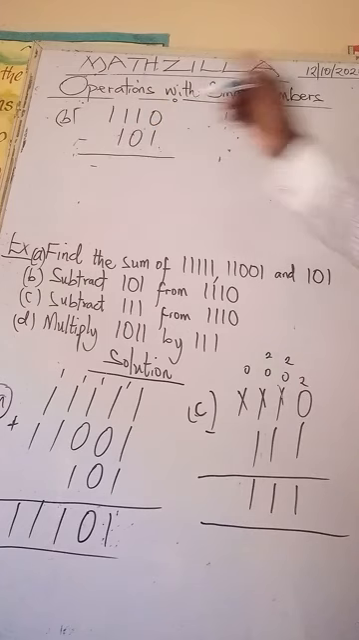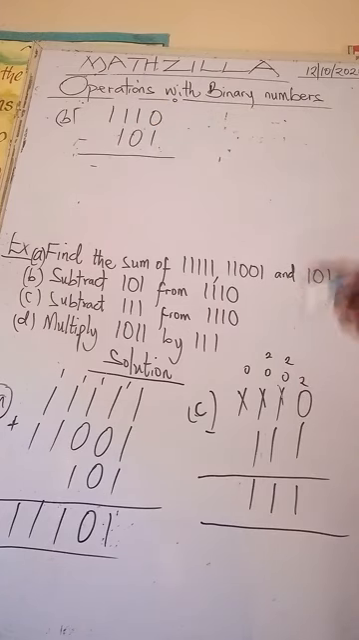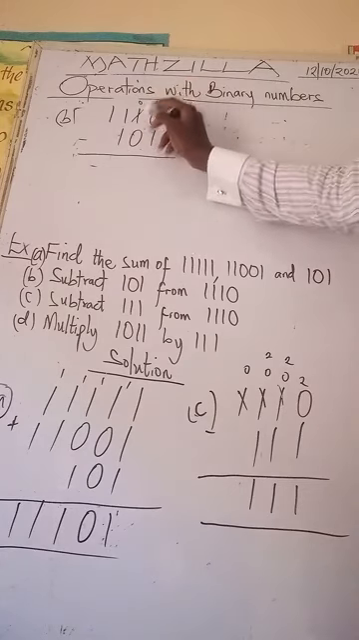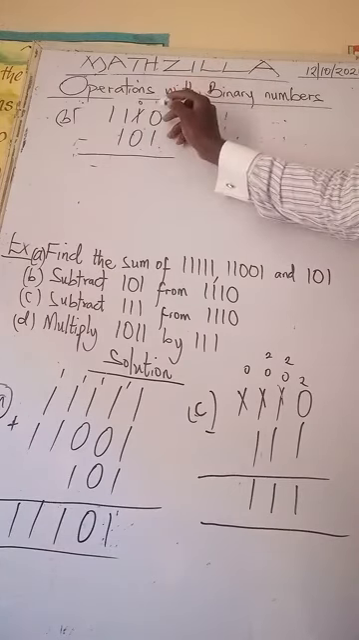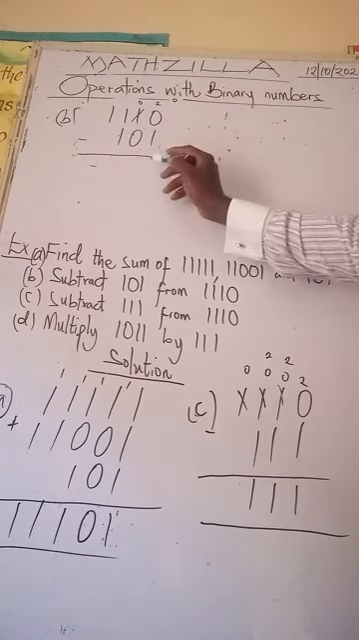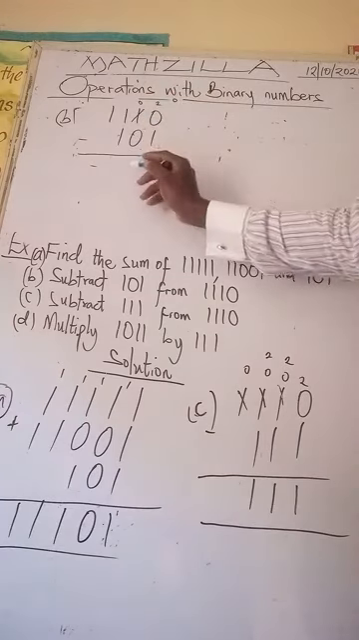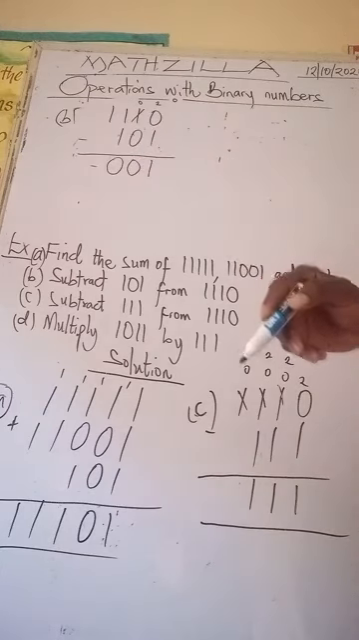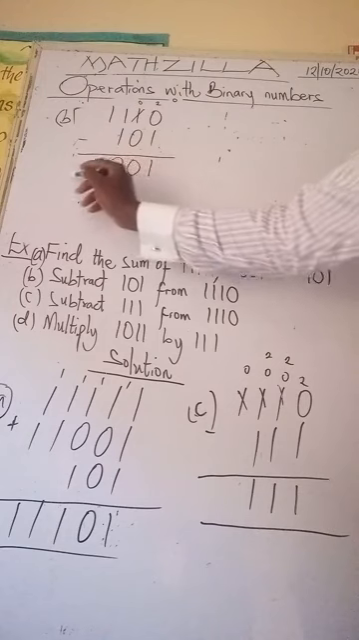So 0 minus 1 is not possible. You borrow from here, it becomes 0. When you borrow, it is equal to the number base, which is actually 2. 2 minus 1 is 1. 0 minus 0 is 0, normal. 1 minus 1, normal, is actually 0. And then you bring down the 1.